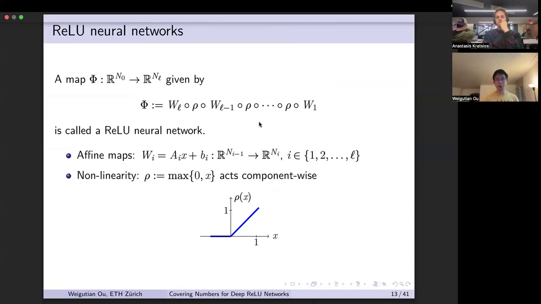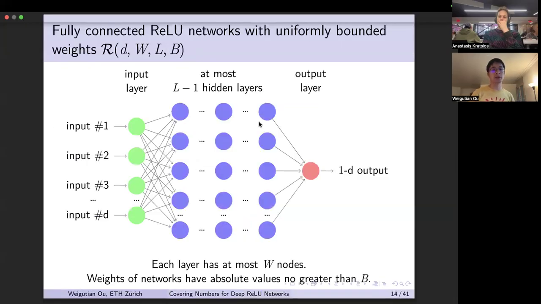In practice, we don't only consider one single ReLU network, but a class of networks. Just imagine, when we train the network, we fix the architecture of the network, and we try to use, for example, SGD to update the weights. That is, to search through all the possible networks with the same architecture, but with different weights, such that the empirical risk is minimized. In our paper, we consider the class of networks RDWLB, which refers to all the networks with at most W nodes in each layer, and at most L layers, with weights lying between minus B and B.